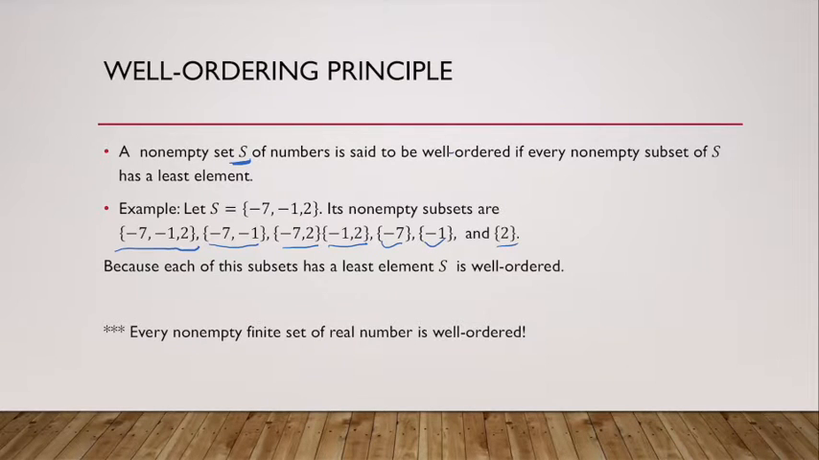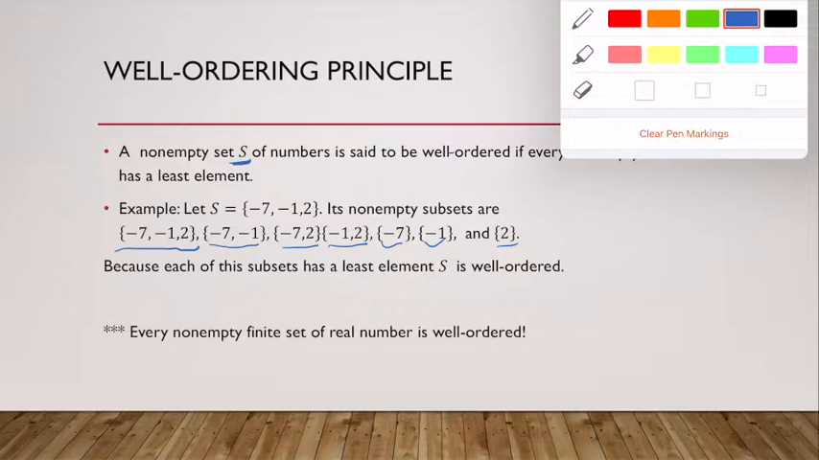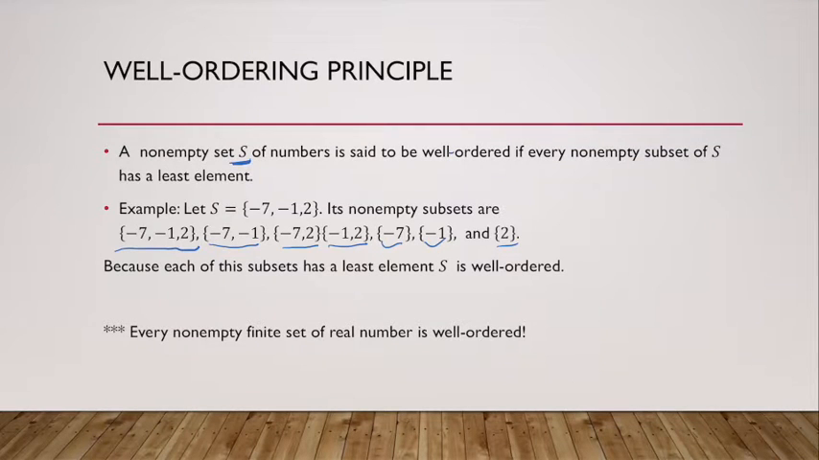Each of these subsets has a least element. The least element of our first subset is -7. The least element of our second and third subsets are also -7. The least element of our fourth subset is -7, and then all these sets of size 1, the least element is just itself. So because of that, it's well ordered.